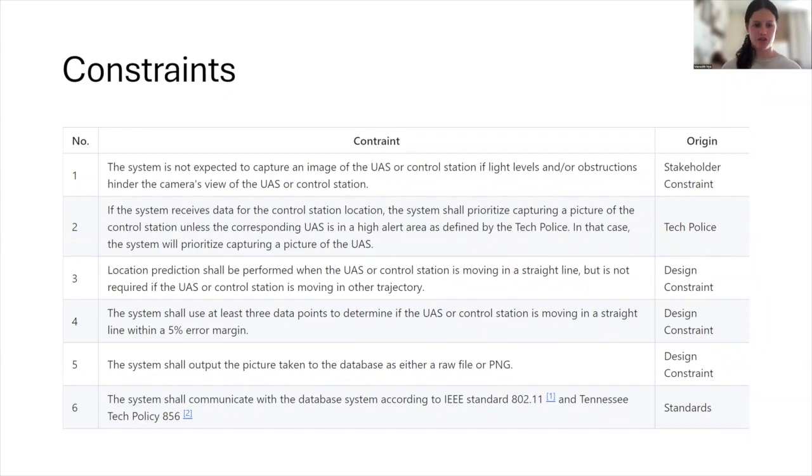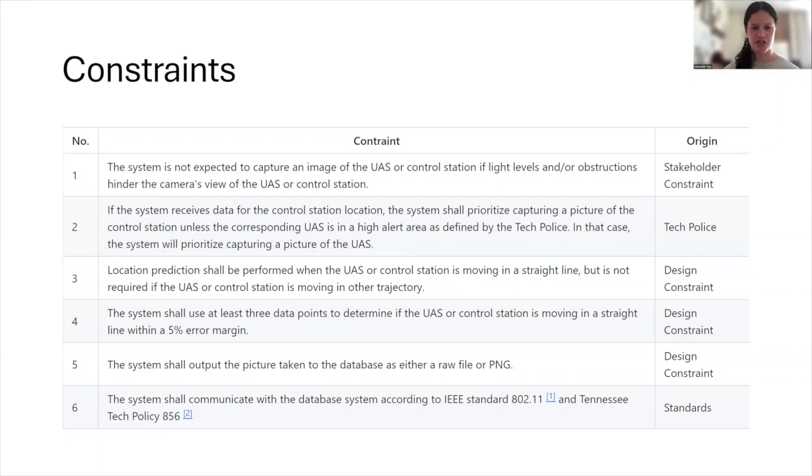Moving on, the 5th constraint: the system shall output the picture taken to the database as either a raw file or PNG. Raw files and PNGs will help maintain the quality of the image captured. That is why this constraint was important.